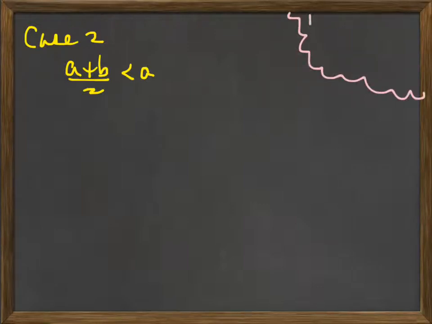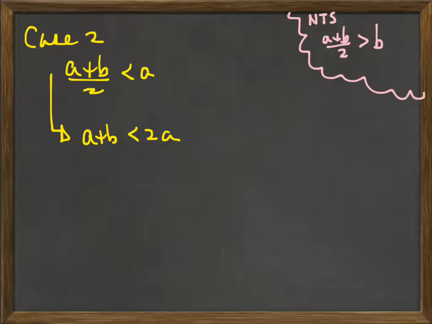Case 2: (a + b)/2 is less than a. Because I don't have this on my board anymore, I might write a little note off to my side to remind myself where I'm going. I need to show at this point that (a + b)/2 is greater than b. So let's see what case 2 actually gives me. If (a + b)/2 is less than a, that means a + b is less than 2a, by multiplying both sides by 2. And that means b is less than a, if I just subtract a from both sides.